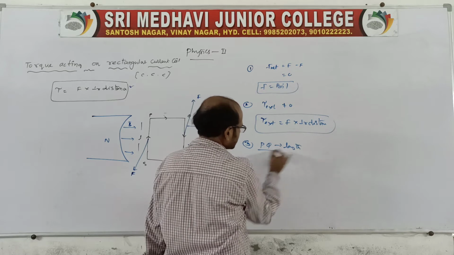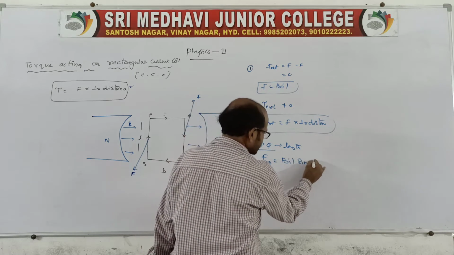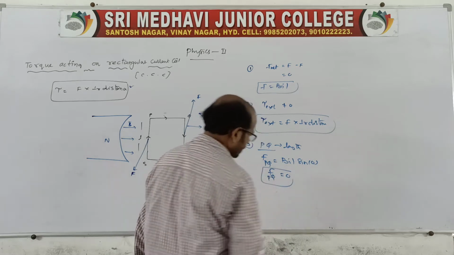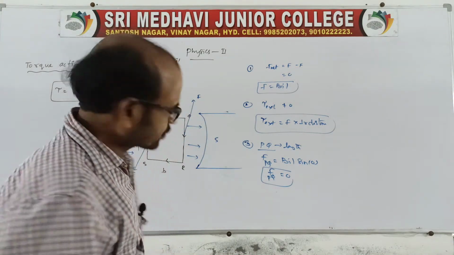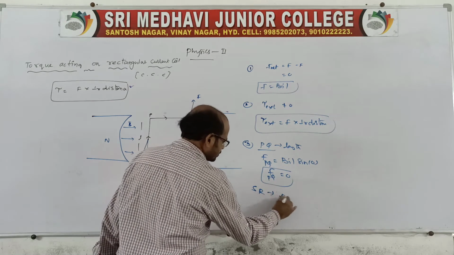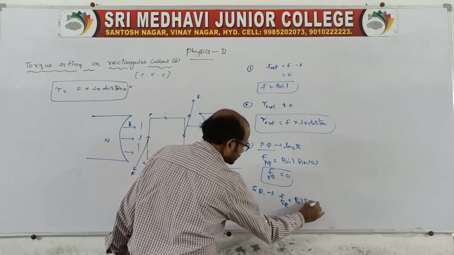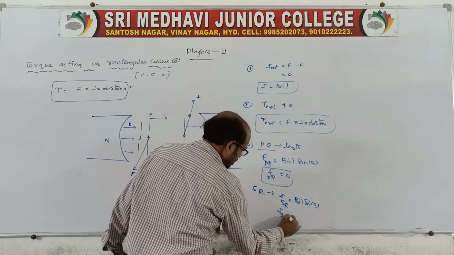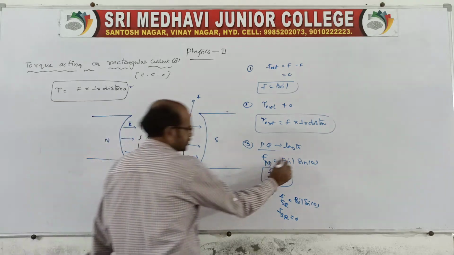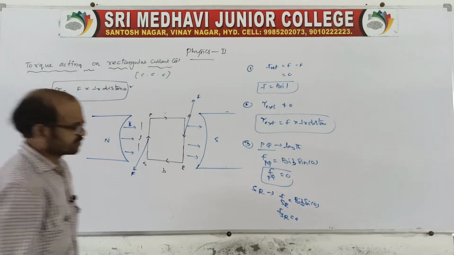If I take the PQ length, then the force along PQ is BIL sin 0. Sin 0 is 0, so is there any force acting? No, it will not act. Similarly, at the bottom, along SR the force is again BIL sin 0, which is also 0. However, there is a force acting perpendicular to the length, and parallel to the breadth it is 0.